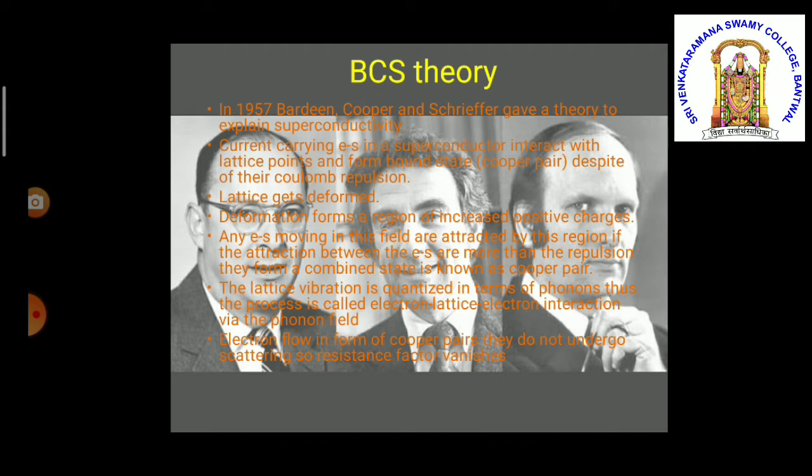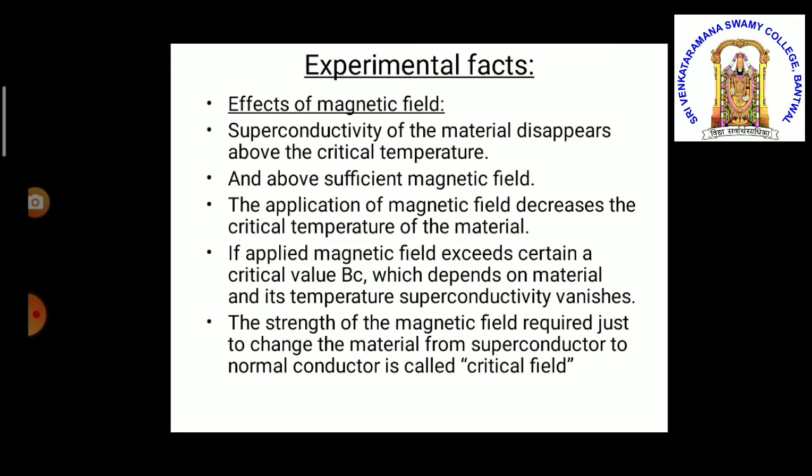The electrons in pure metals such as copper, silver, gold, etc. move freely. They do not interact with the lattice. Because of that, they do not form Cooper pairs. Hence, they do not exhibit superconductivity. Now let us see some of the experimental facts of superconductivity.